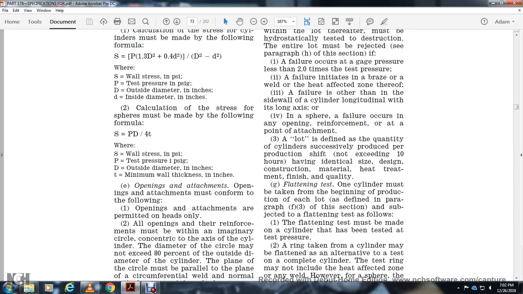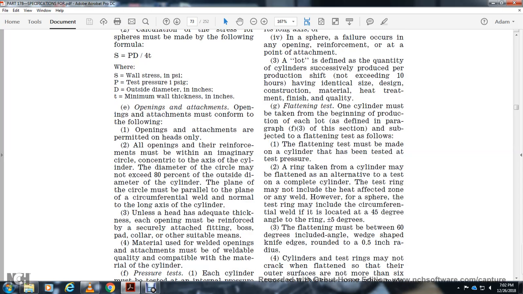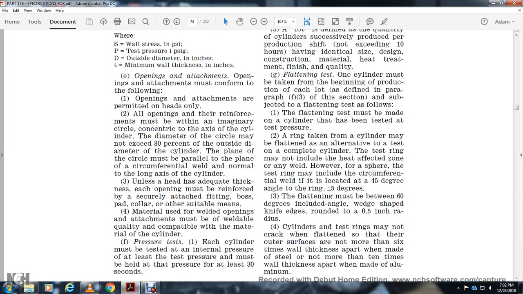Only the opening edge of the reinforcement must be within the imaginary circle, the concentric circle of the axis of the cylinder. The diameter of the circle not exceeding 8% of the outside diameter of the cylinder. The plane of the cylinder must be parallel to the plane circumferential weld, normal to the long axis of the cylinder. Unless the head is of adequate thickness, each of the openings must be reinforced with the securely attached fitting with the bottom of the pad or collar of suitable materials with the welding. Opening attachment must be weldable, compatible with the material of the cylinder. Pressure test: each of the cylinders must be tested with the internal pressure at the test rate for the pressure of at least 30 seconds.